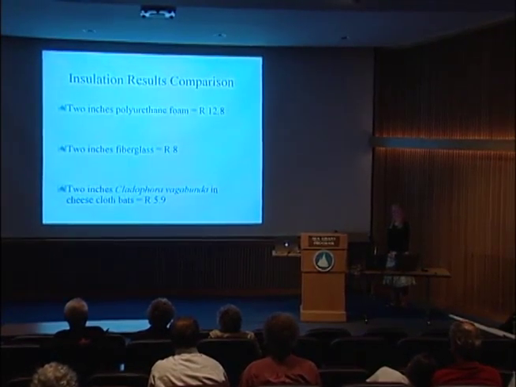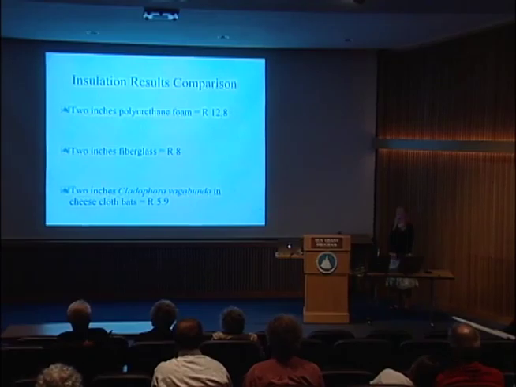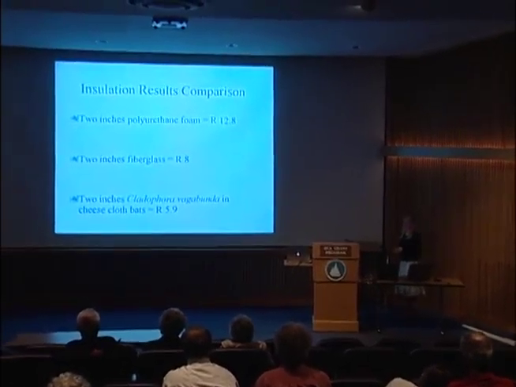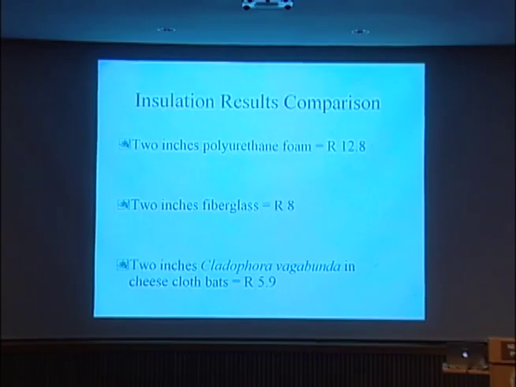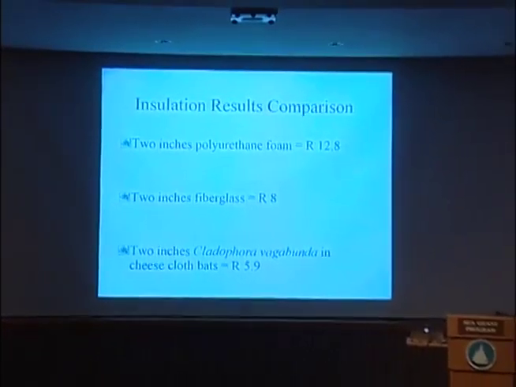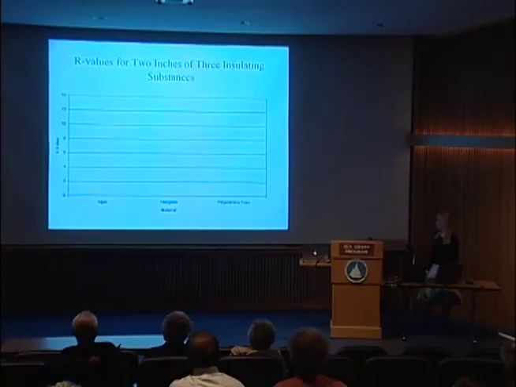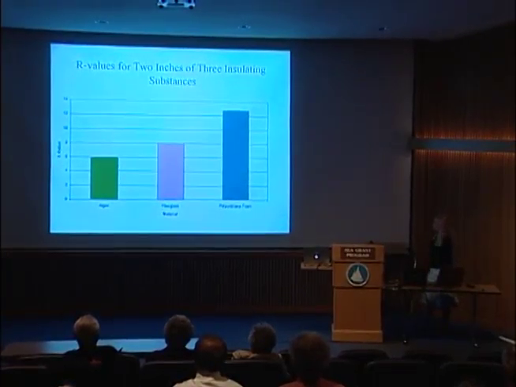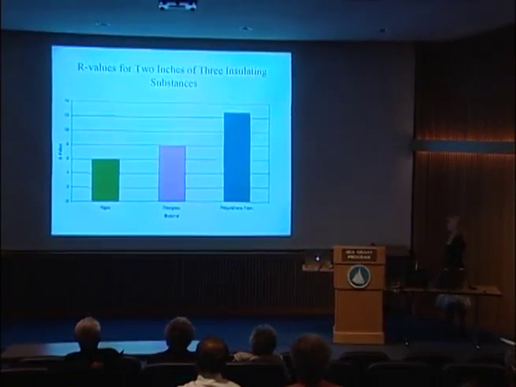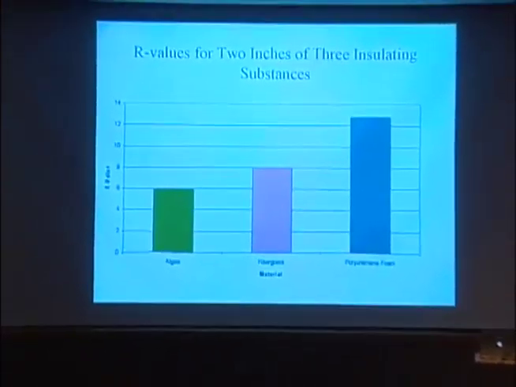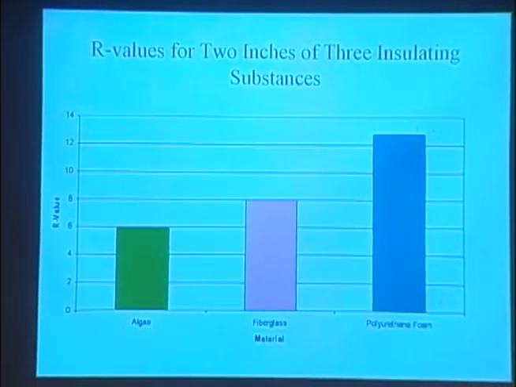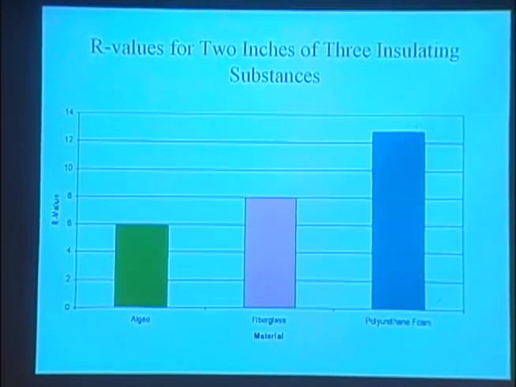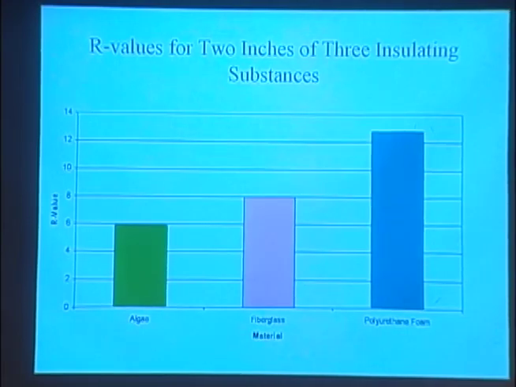And the R value of the algae was found to be 5.9 on an R value scale. An R value scale is just a method of comparison. There aren't any units. It's just a way to compare insulations. And the higher the R value, the better the insulation, the more resistance to heat it has. So the 2 inches of fiberglass has a known R value of 8, and polyurethane foam is 12.8. And this is just a graph of those comparisons. You can see the algae is not that much lower than the fiberglass.